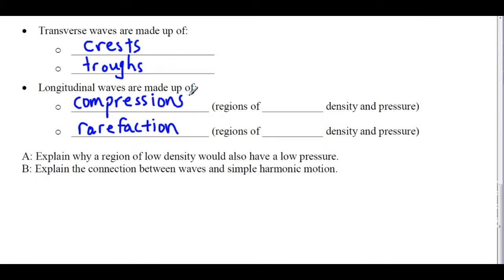If we come back down, compressions are regions where there's high or low density and pressure. Answer that question. Which one is it for compressions? Is it high density, high pressure, or low? And then likewise for rarefactions, what is it? High or low? You can talk with your neighbor, fill this out, and then move to the next page.